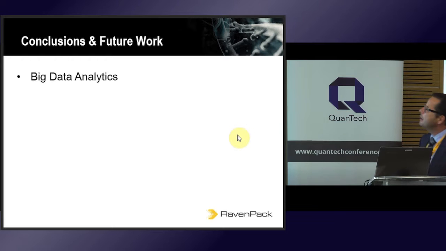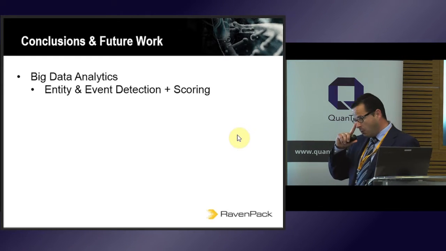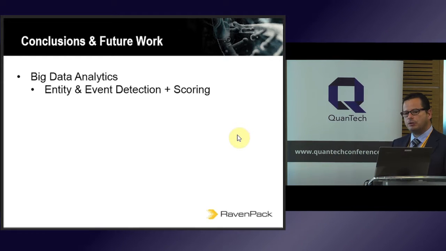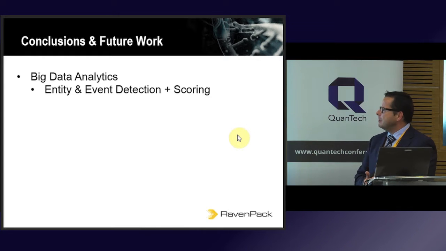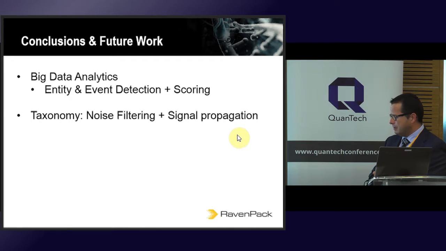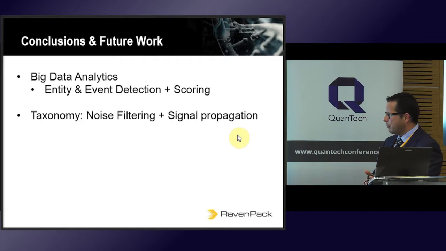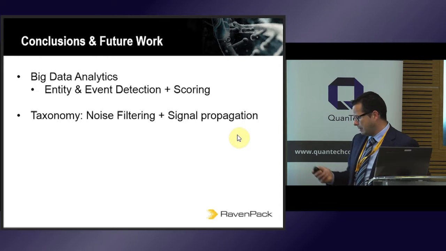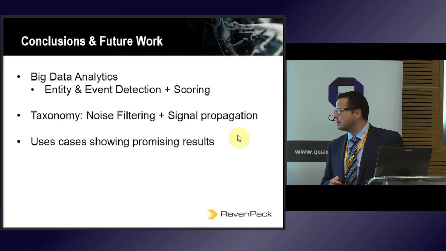Well, so that's basically it. I have presented you how we construct big data analytics, how we structure the content based on these 3 capabilities, the entity and event detection plus the scoring. I have described further the event taxonomy, and we have seen that it's very useful also for noise filtering and for signal propagation. And as a result, the use cases provide very promising results.